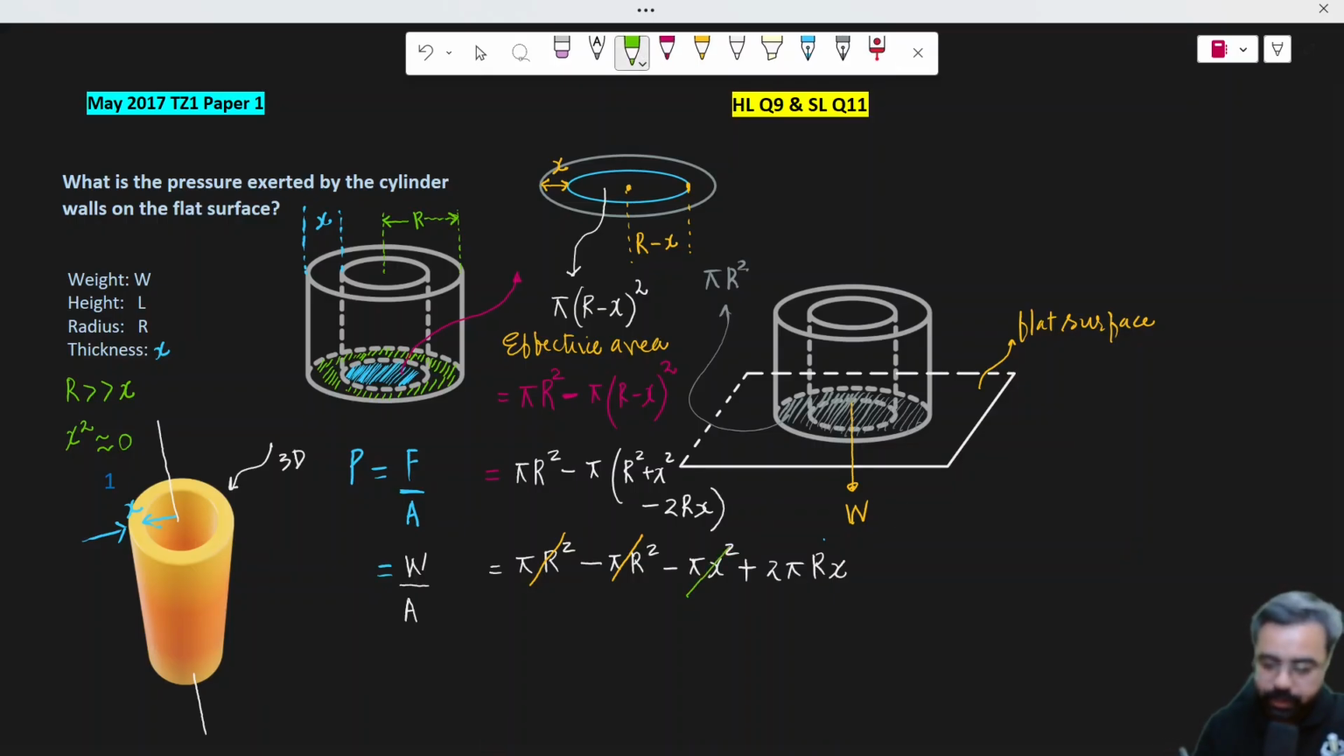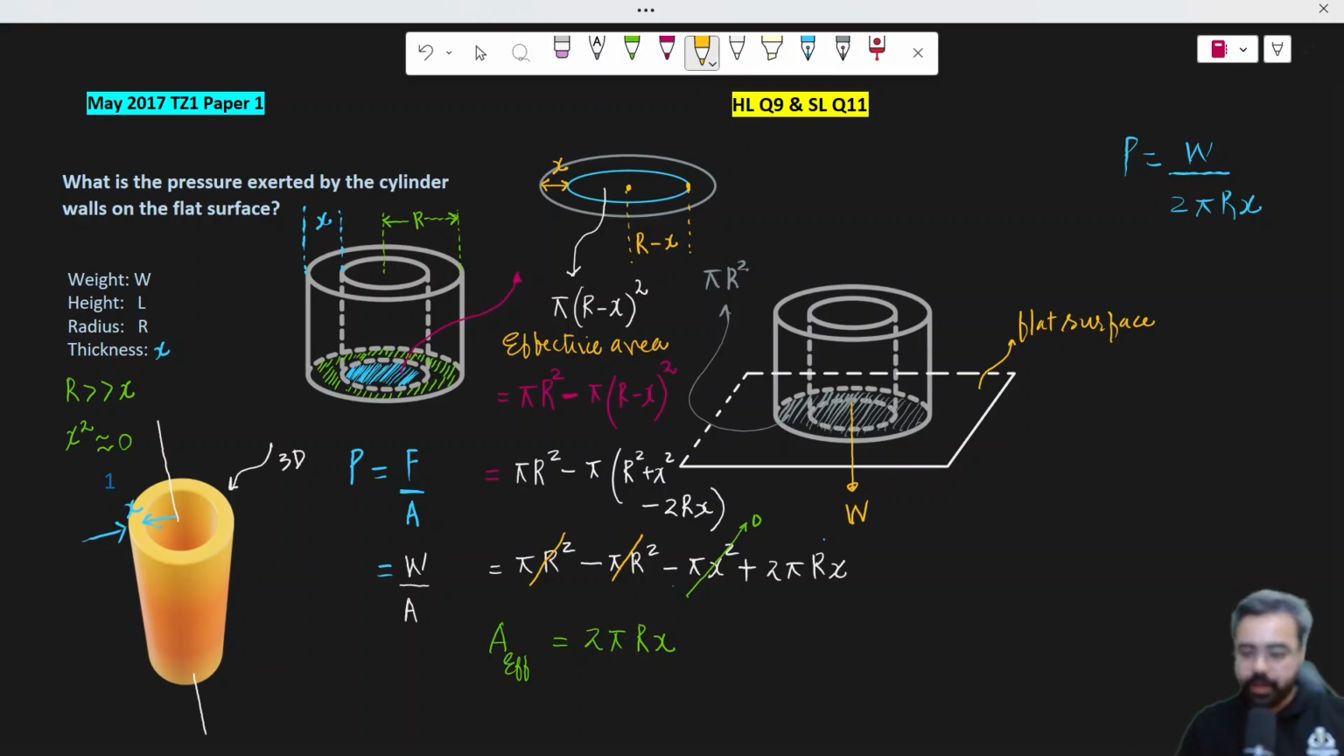I think it's not a complicated thing. So what is left behind? The effective area is just 2 pi r x. Hence, when you find the pressure, which is equal to the weight over the effective area, it is W over 2 pi r x. So the right answer is option A. If you look at this question, option A is exactly this.